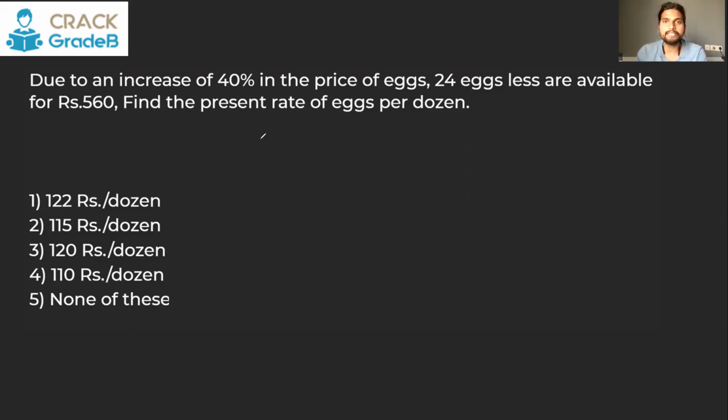Due to an increase of 40% in the price. So, price into consumption is expenditure. Here the consumption will be how many dozens you are buying. 24 eggs, we can convert it into dozen, that is 2 dozens. So the price is going to increase by 40%. So if I say the initial price was 10x, the new price will be 14x because the price is increased by 40%.